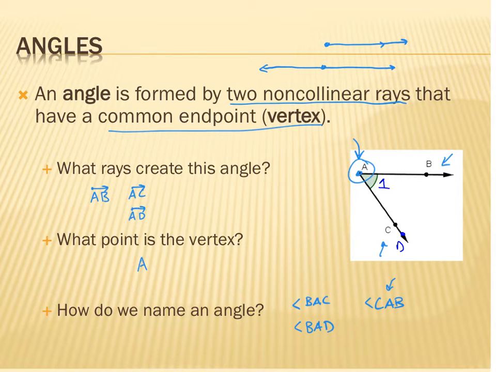Another way you can name this angle, sometimes there will be little numbers, and you can say this is angle 1. In this case, since our angle is all by itself, it's not attached to anything, you could also name it by its vertex, angle A. All of these work. However, this one, I'll write it in red so you can see it, you only use when it's not attached to anything.